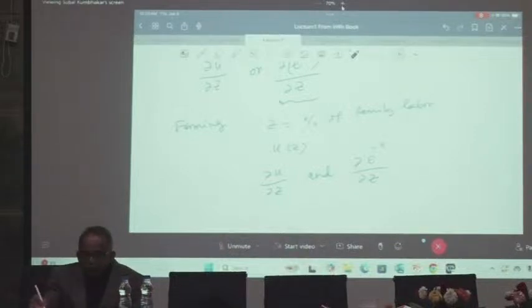So the interpretation of this thing: remember, this is already a percentage. So again, we just say, well, if the percentage of family labor goes up by 1, that is a 1% increase in family labor, what happens to your efficiency? Does it go up? And if it goes up, by what percent?